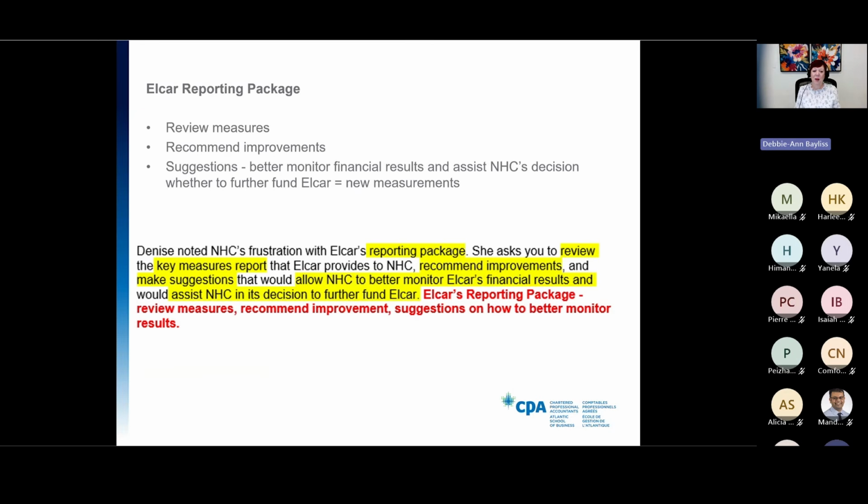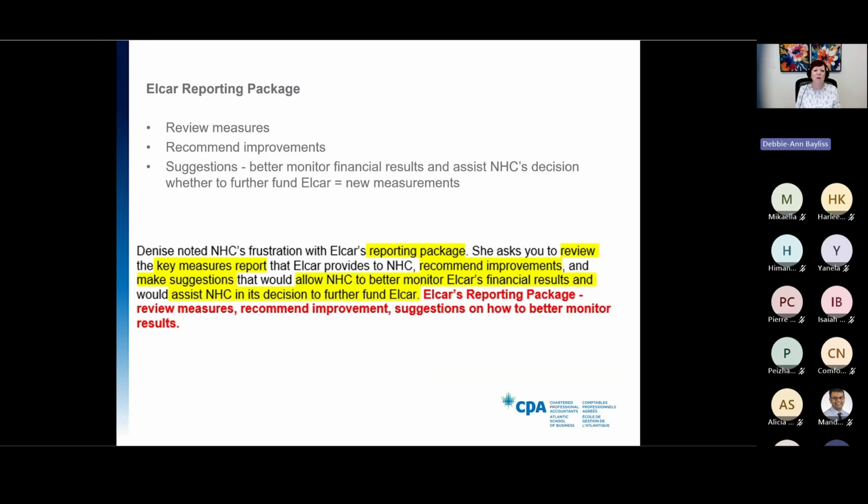So in the next paragraph, our required is about the ELGAR reporting package. And here I've already broken it down into components. What are they asking me? What do I need to do?